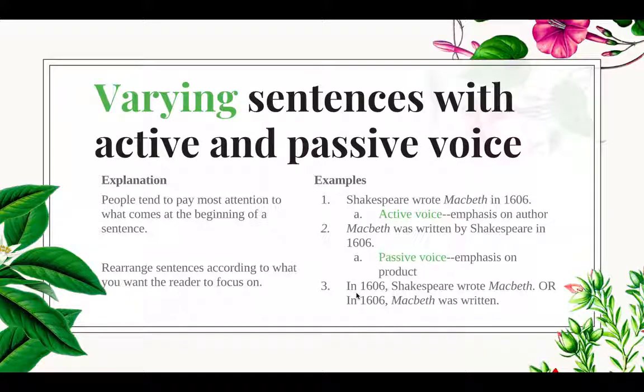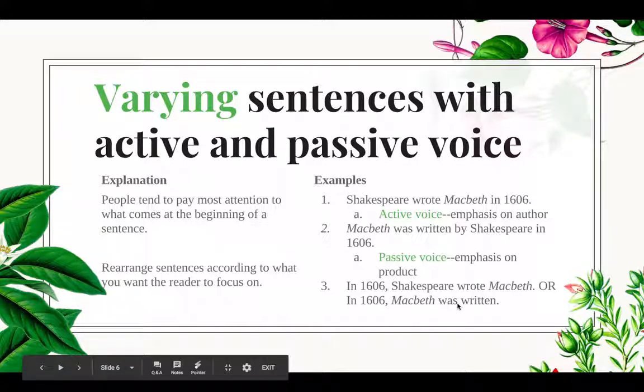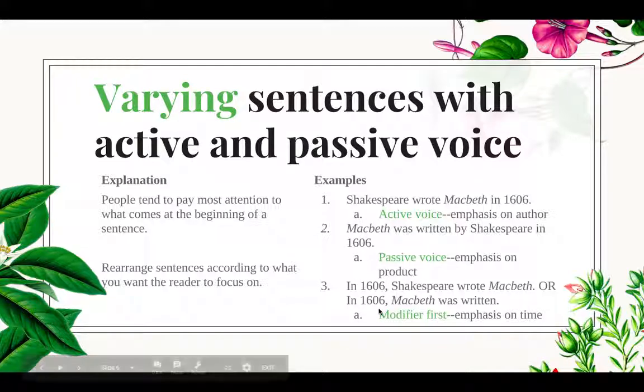So we have two possible variations for this third example. You could say either in 1606 Shakespeare wrote Macbeth or in 1606 Macbeth was written. We have here one example in active voice, one in passive voice, but either way the modifier is coming first. So in this example, the thing that would be most important would be the time when it was written. So you can see here that switching things up not only changes it from active to passive voice, but really changes what the emphasis is on in the sentence. So although active voice is generally preferred, feel free to rearrange if needed if you're trying to truly emphasize another piece of the sentence instead.